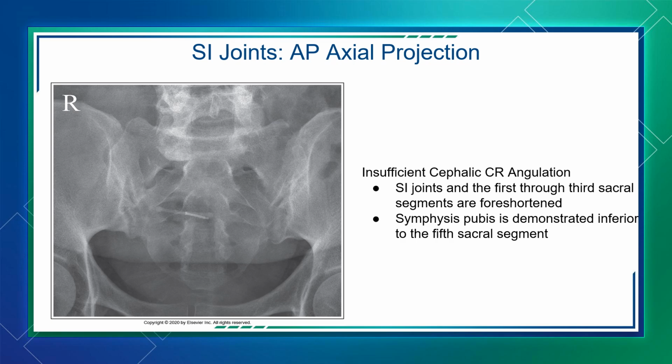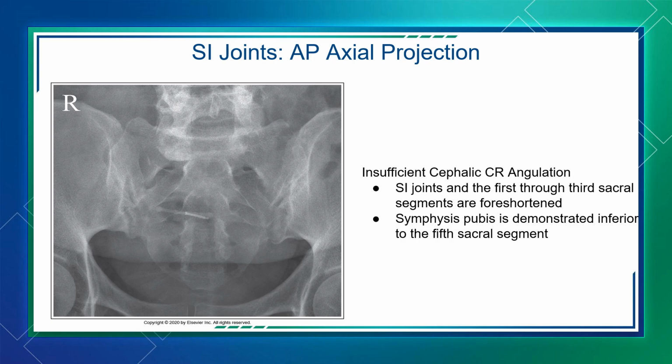In this projection, you will see that this is an AP axial projection with insufficient cephalic angulation where we are only angled maybe 20 to 30 degrees. Your SI joints are actually foreshortened, and the pubic symphysis is sitting too low. It's below that fifth sacral segment, and so we're not getting those nice elongated SI joints.